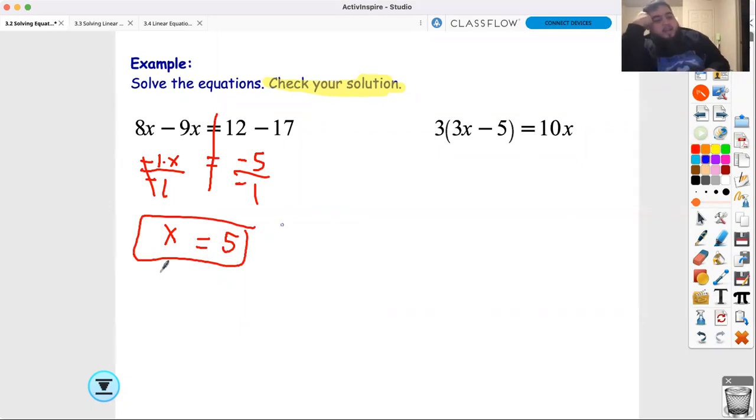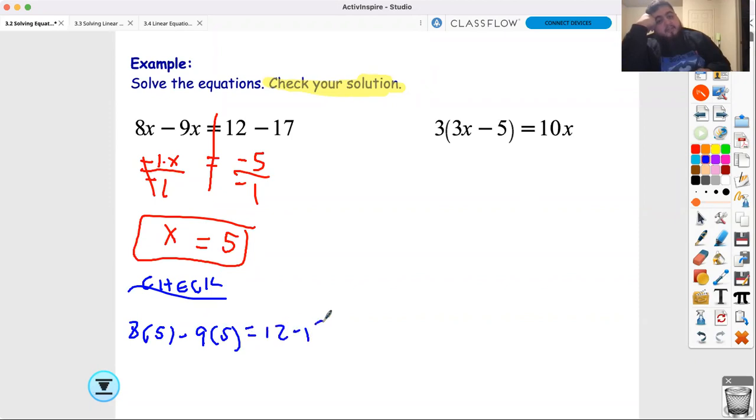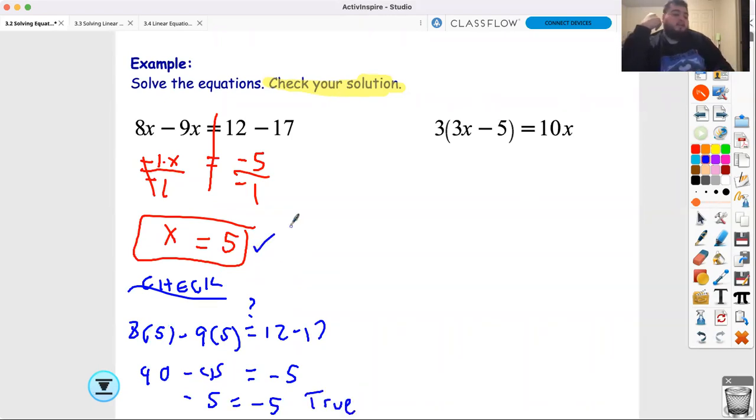Now they want us to check, right? So let's go ahead and check our work underneath it. So then it's going to be 8 times parentheses 5 minus 9 times 5 equals 12 minus 17 question mark. We do not know if the 5 is going to give us a true or false. Well, the right side simplifies to -5. Over here, we get 40 minus 45, which is just -5 equals -5, which is true. So this is the correct solution.